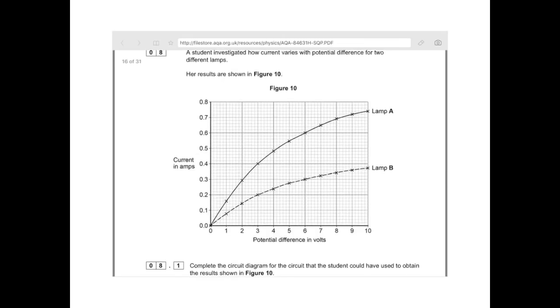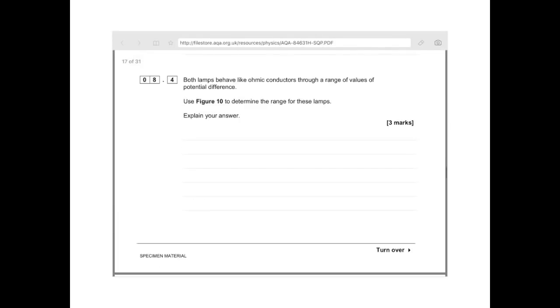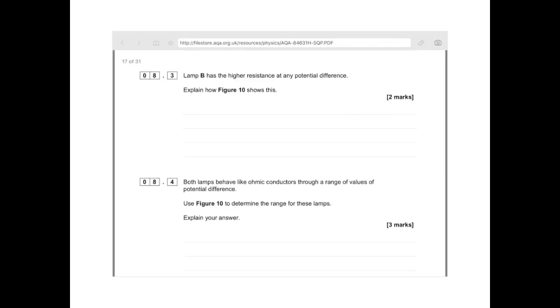So we know that A will be brighter because it has a higher current compared with B at any potential difference. And as a result, it has a higher power output. Because remember P = IV, which is power equals current times voltage. So if current is higher, then power will be higher. You know what? These papers are hard. They're expecting you to be able to juggle a lot of stuff.